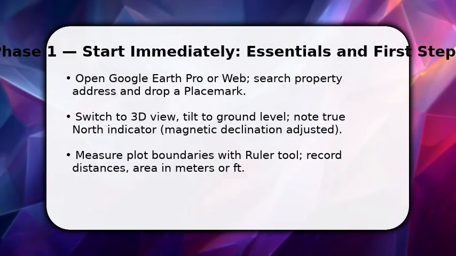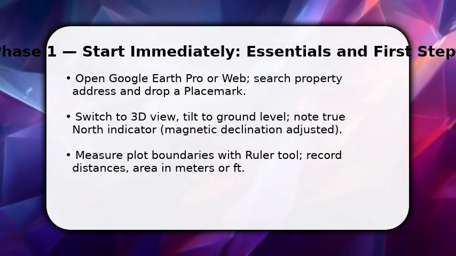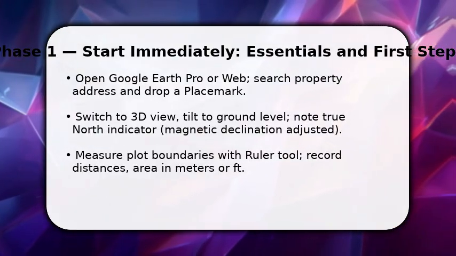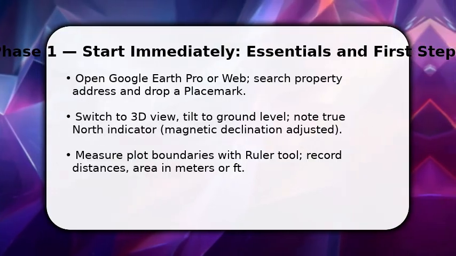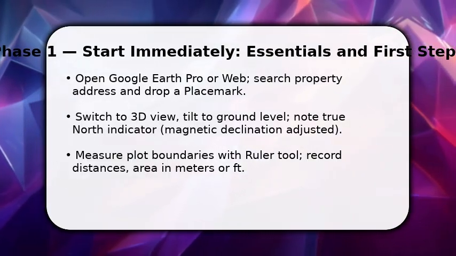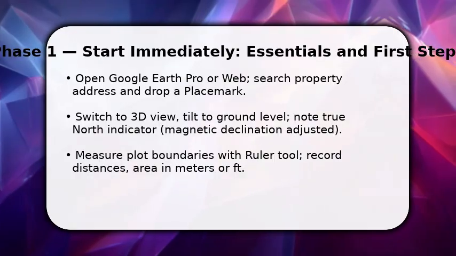You begin by loading the property in Google Earth and placing a placemark at the main entrance. Use the ruler to trace the plot perimeter so you have exact distances and area. This is vital because Vastu depends on proportions and directions.